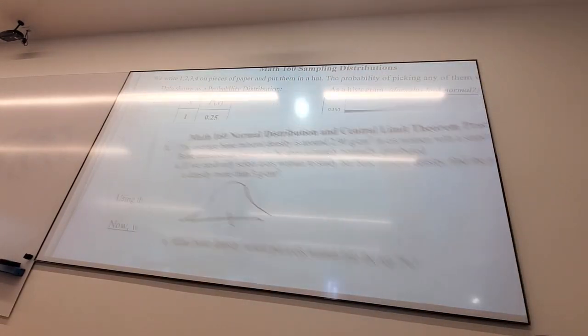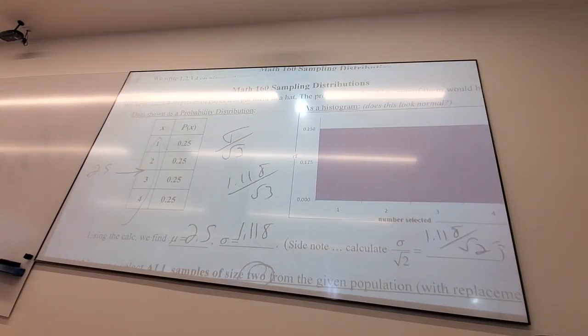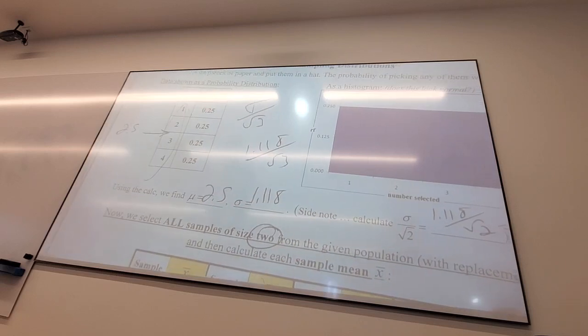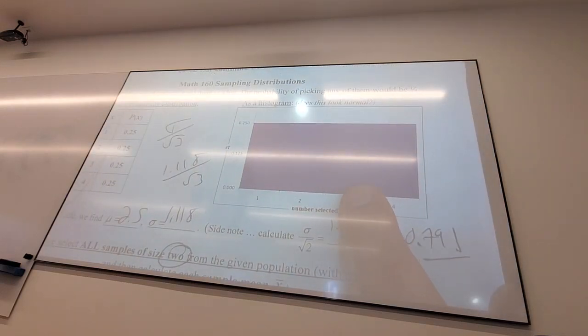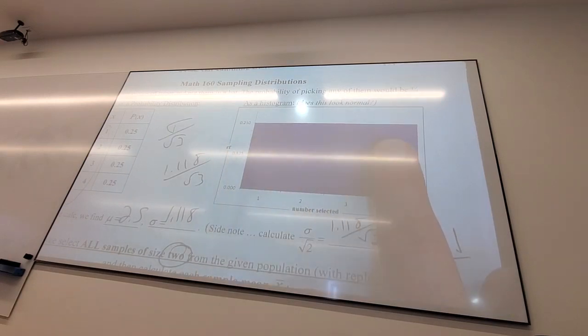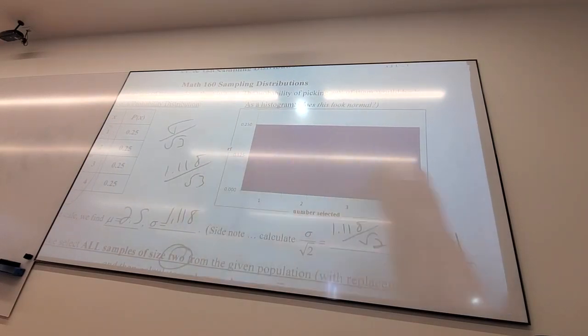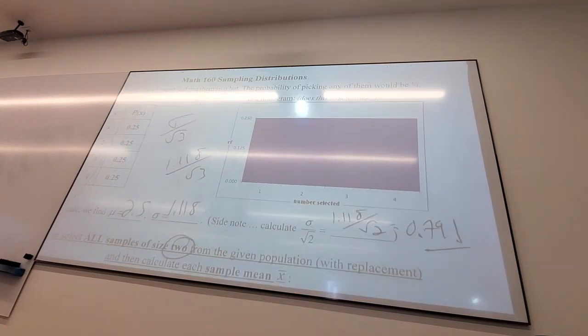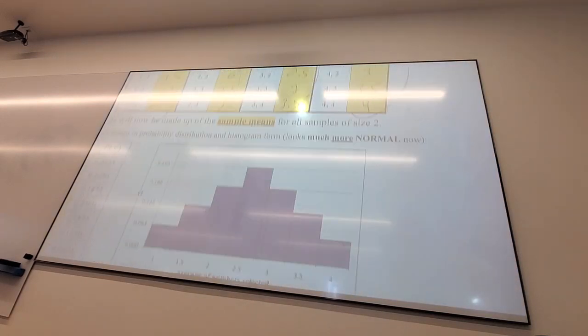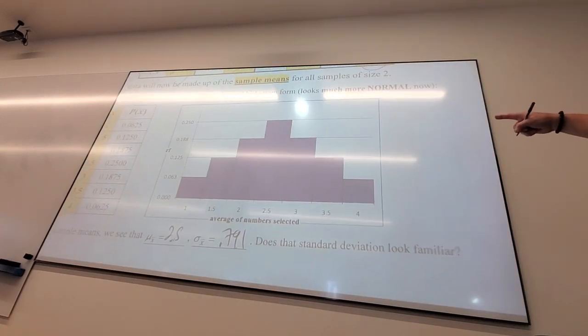I know you guys are tired of me. I know I'm always trying to talk about ideas and you're like, just tell me how to do a problem. Did this one start off nice? This is not normal, correct? But is this nice? I would say this is nice. It's uniform, it's symmetric, it's nice. I only had to take samples of size 2 for it to become really normal.